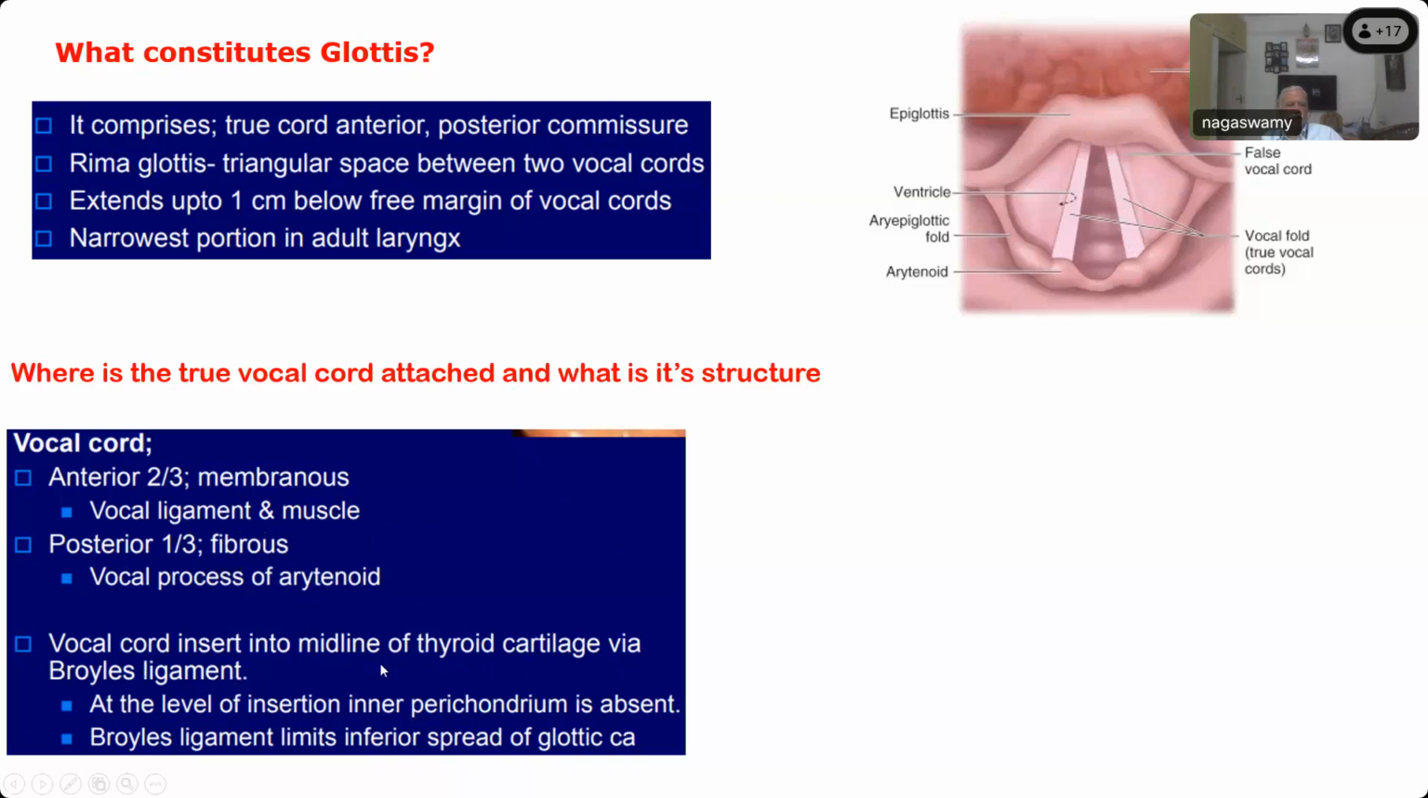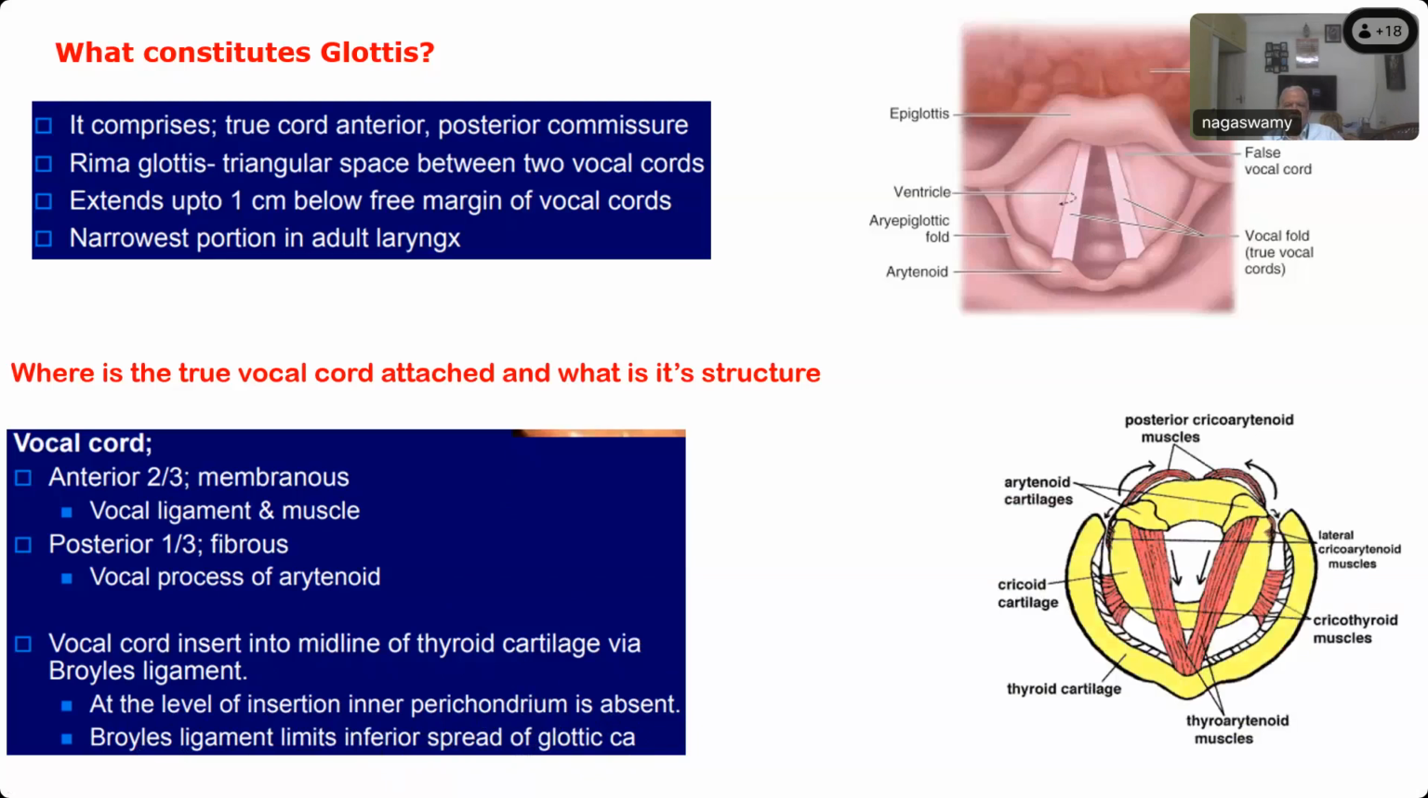The vocal cord inserts into the midline of the thyroid cartilage via Broyles ligament. This portion gets attached to the midline of the thyroid cartilage. At the level of insertion, the inner perichondrium is absent, and Broyles ligament limits the inferior spread of glottic cancer. So supraglottic cancer spreads to other areas, whereas glottic cancer will not spread too much. It will be limited to these ligamentous structures alone.